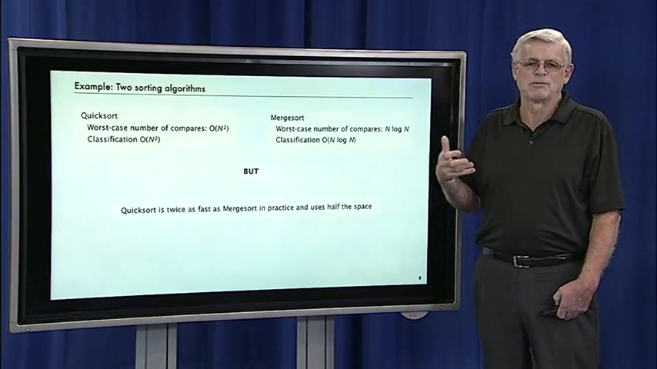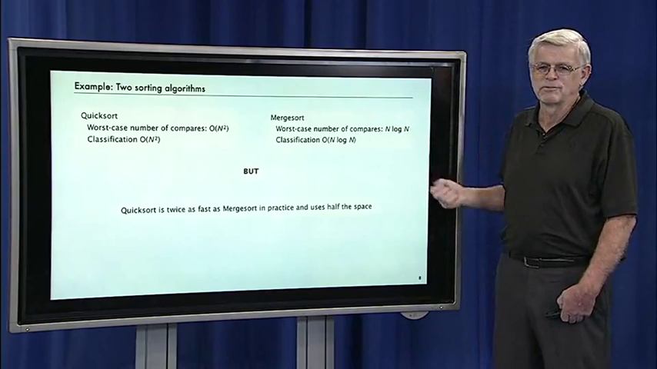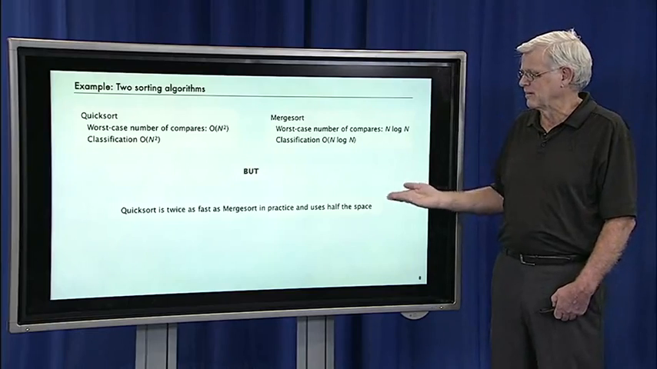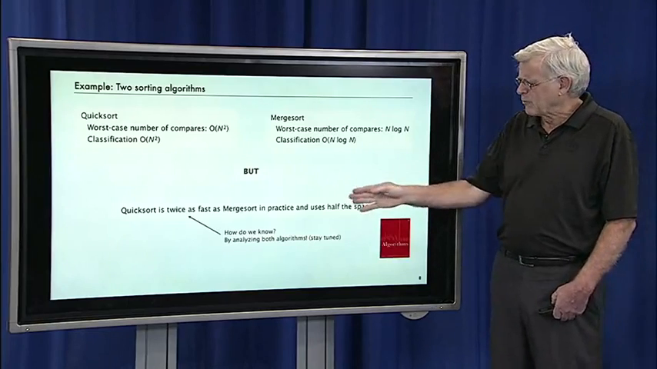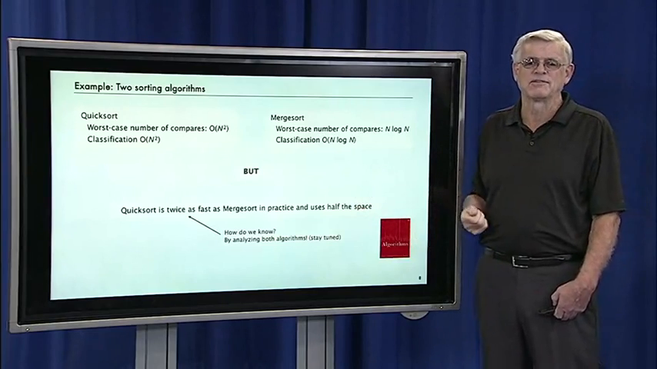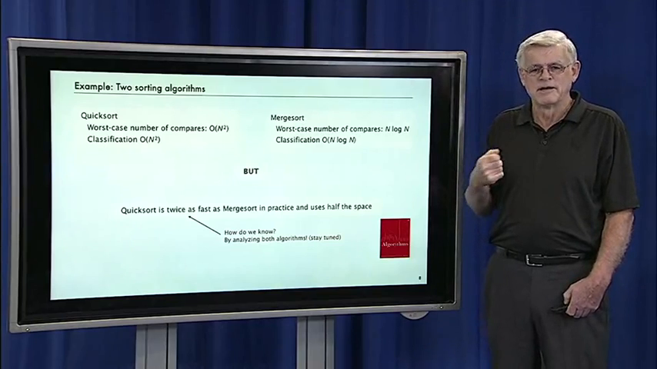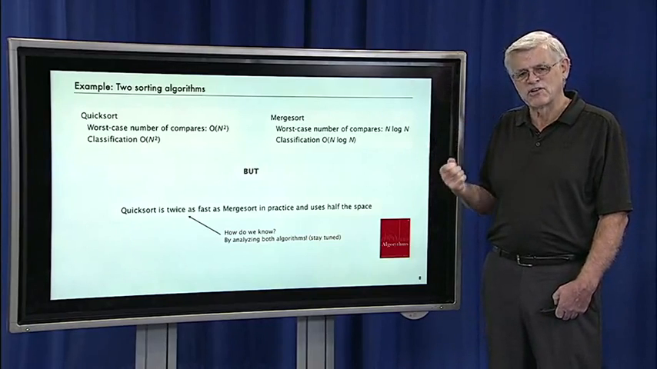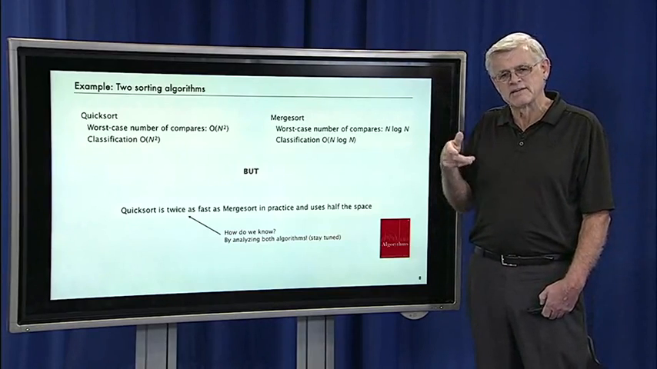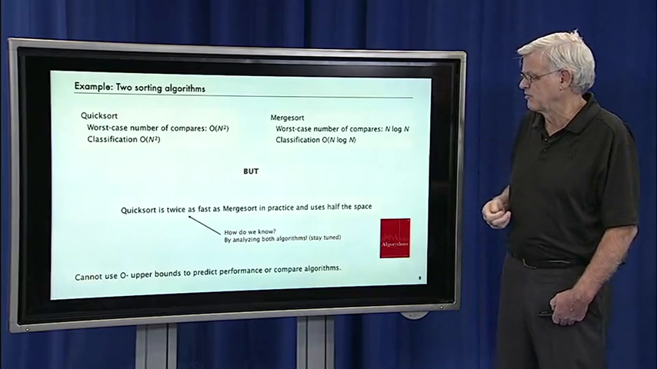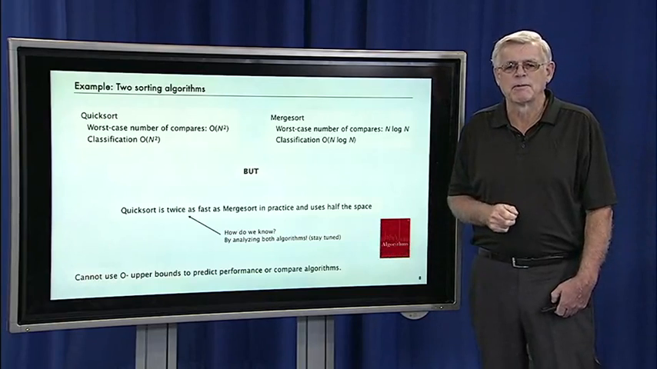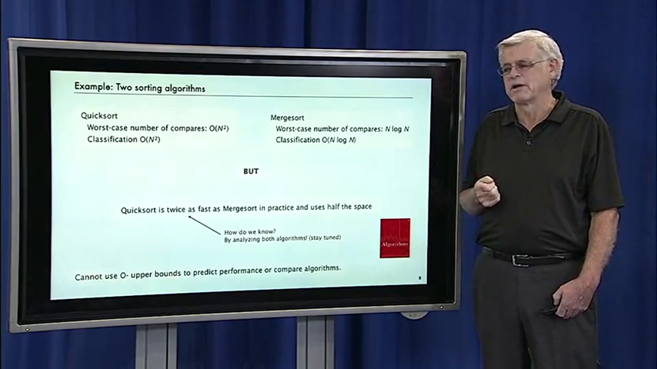And there are many, many examples like this, hashing versus balanced binary search trees, and many others. So how do we know that quicksort is twice as fast as merge sort? Well, we're going to look at that. That's what the analysis of algorithms is all about, enabling us to make precise quantitative statements about the performance of algorithms that we can test in practical implementations. So the bottom line is you cannot use big O upper bounds to predict performance or compare algorithms.